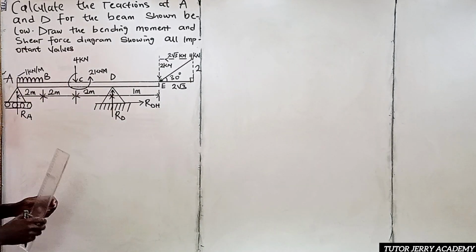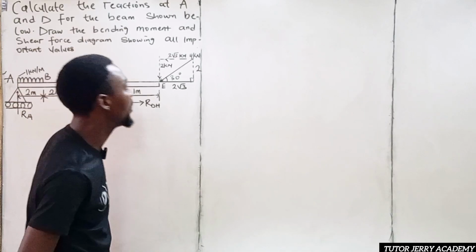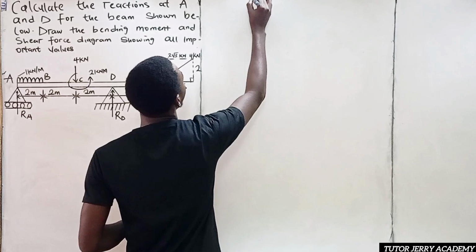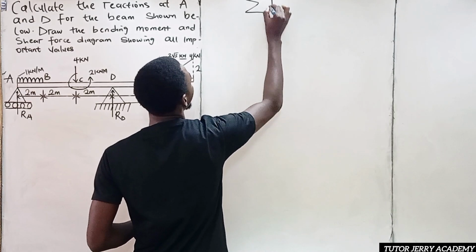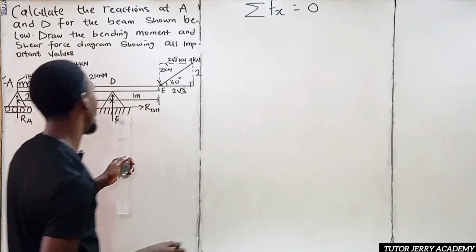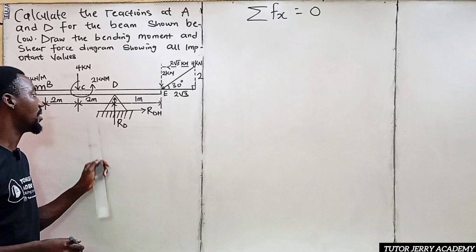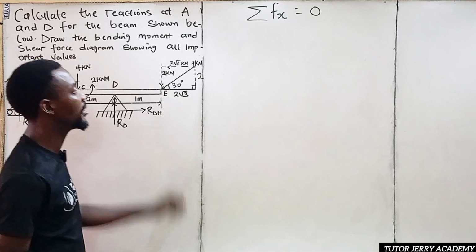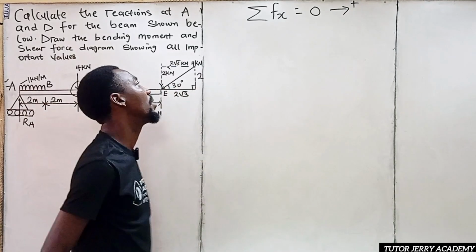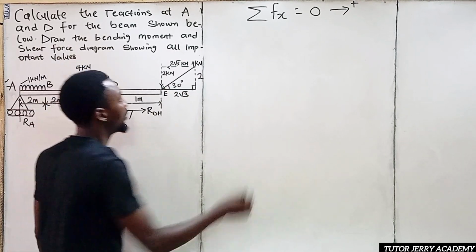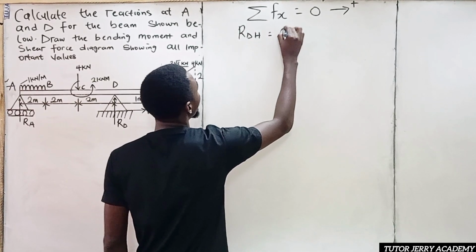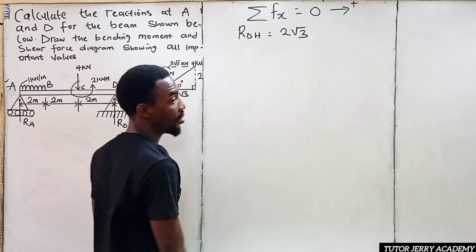The next thing we are going to do is take the sum of our horizontal forces. The sum of horizontal forces is equal to 0. If you look at this diagram, our horizontal force here is going in this direction, while this one is coming in this direction. Let's take the one going towards that direction to be positive. So R_D subscript h is equal to 2 root 3. That is all.